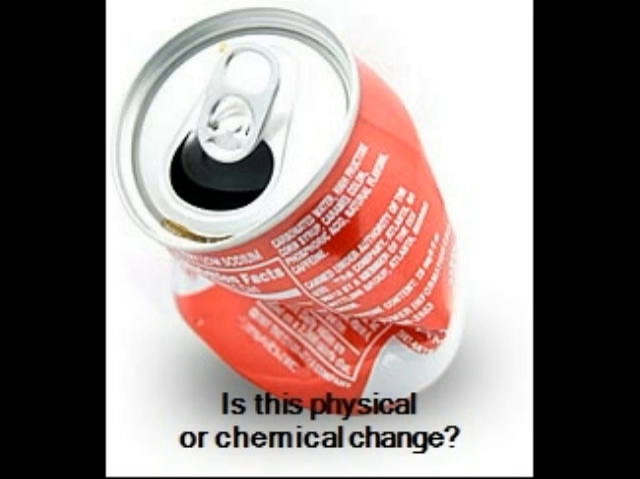Is this a physical or chemical change? Crushing a can is an example of a physical change. The chemical property of the can has not been changed. The act of crushing just changes the appearance, in other words, how the can looks. But it is still a can.